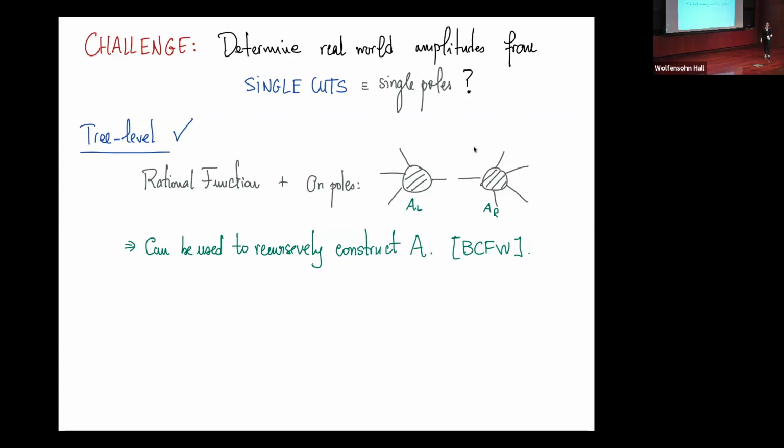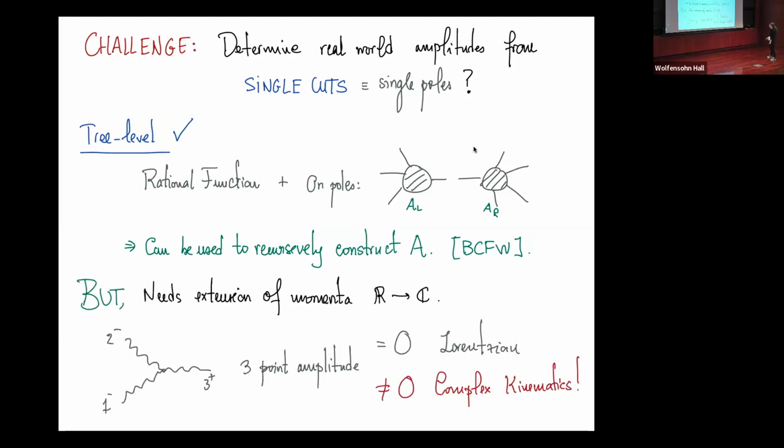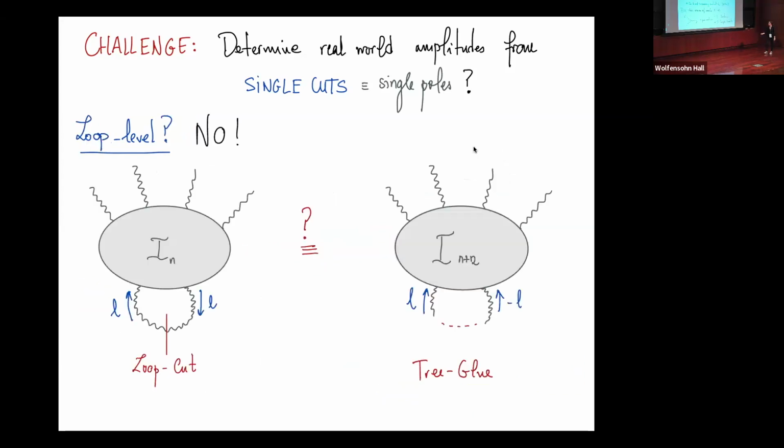At tree level, this has had large success. All that we need to know is that the amplitude is a rational function, together with the fact that it factorizes into lower points on poles. We find a direction for which it vanishes at infinity, and we can just use BCFW to recursively construct the amplitude. But already here, it's crucial that we go away from strictly Lorentzian kinematics to complex kinematics so that the starting building blocks in these recursions are non-zero, so that the 3-point amplitude doesn't vanish.